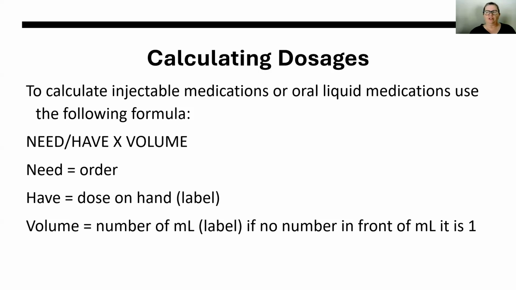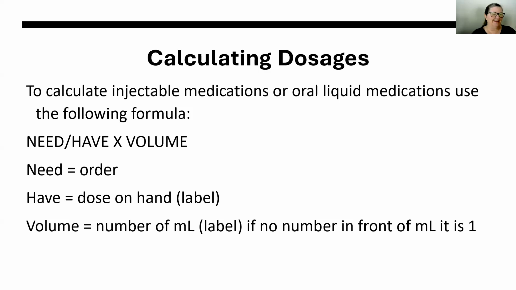Now you'll read books. If you're in an MA course right now, you probably have a book that says something along the lines of dose ordered divided by dose on hand, blah, blah, blah, and it's got all this crazy math. There's a very simple formula here. Need divided by have times volume.